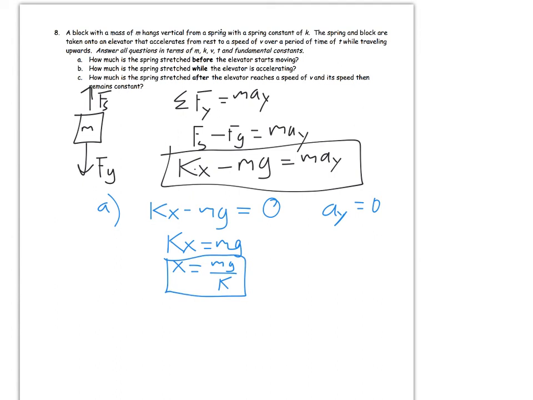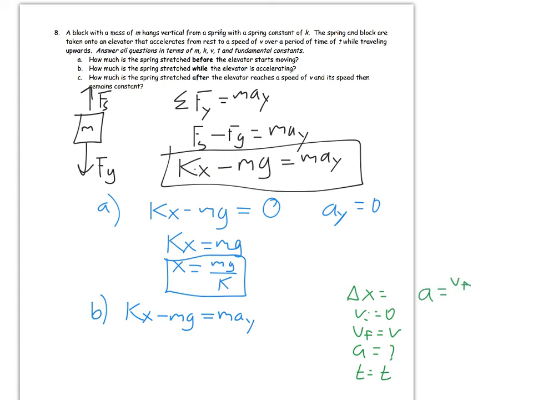Moving on to part B, same basic equation, but now I actually do have an acceleration. So kx minus mg is equal to m times my y acceleration. I'm going to go ahead and solve for my y acceleration using some kinematics. So we know we start from rest and we accelerate to a speed of v over a period of time t. So I can solve for that acceleration. I'm just going to use my definition of acceleration, vf minus vi over t. So it's going to be v minus 0 over t, or just v over t. So that's the value of my acceleration while I'm speeding up.